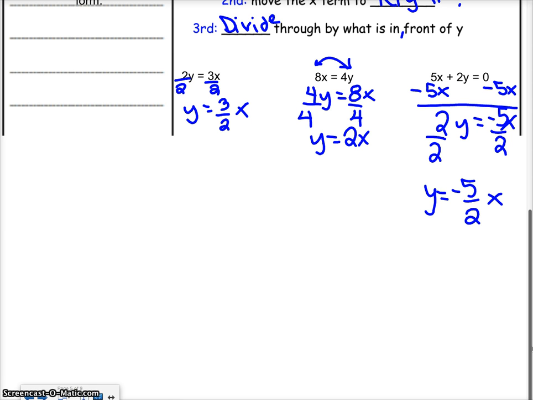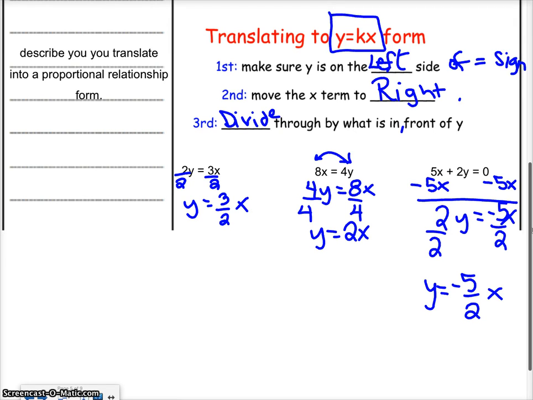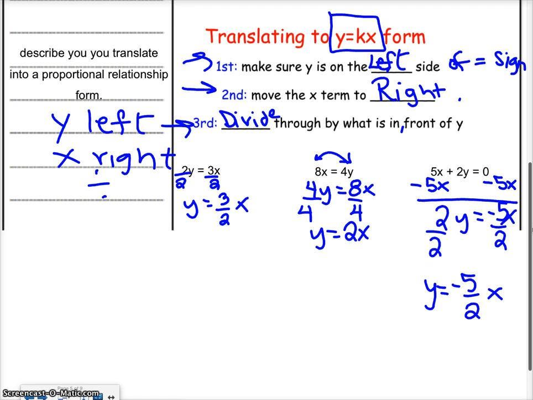So let me rephrase what our target was there. Identify if it's a proportional relationship. That means are there only x and y terms? And then write it. And how we write it, we make sure y is on the left, x is on the right, divide. So those are my 3 things that I'm doing right away. I say y left, x right, and then I divide. That's the 3 things I do.